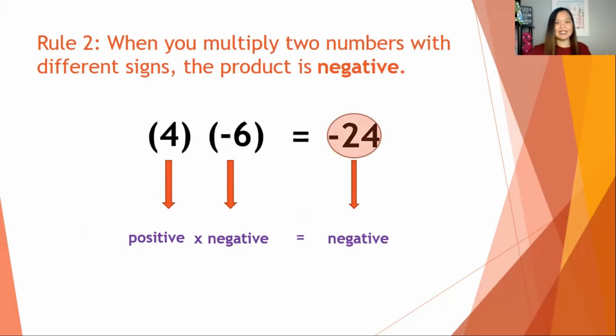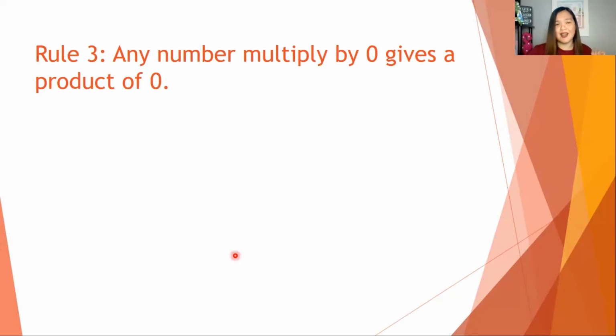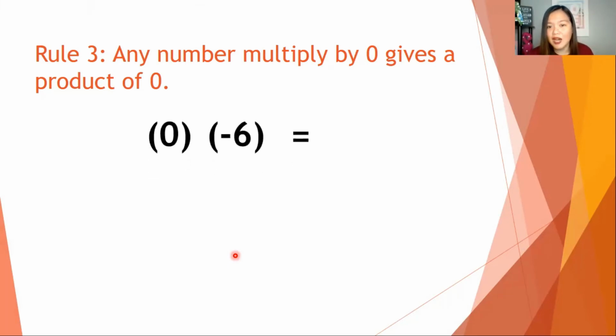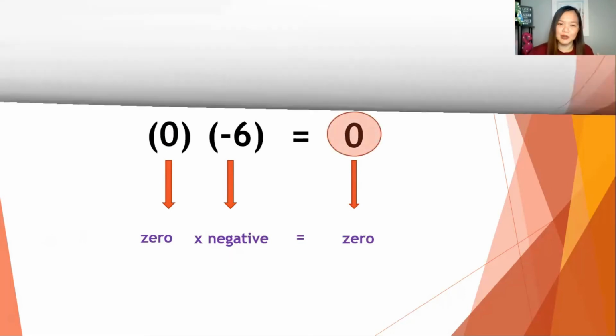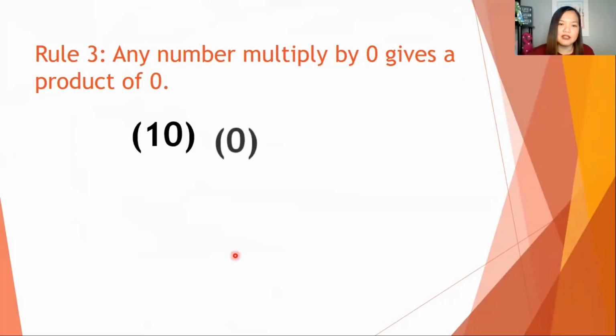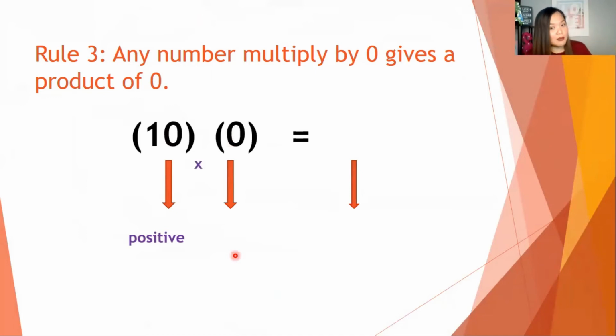Yan. Also, the rule number 3 states that any number multiplied by 0 gives a product of 0. If you have 0 times negative 6, you have 0. So the answer is 0. Also, on the other hand, if you have 10 times 0, a positive number times a 0, so the answer is 0. Yan.